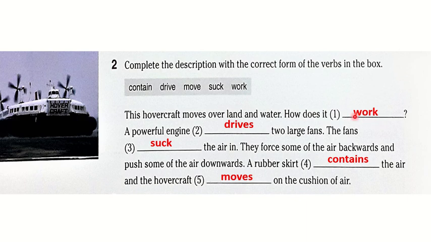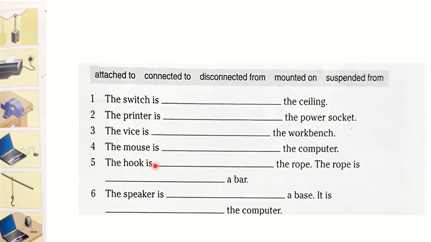Can you tell me why? Yes, because we have does here. How does it work? Because after does, we should use the base form of the verb. So we can't say how does it works. No, does it work? Okay, now please let's move on to the last exercise.